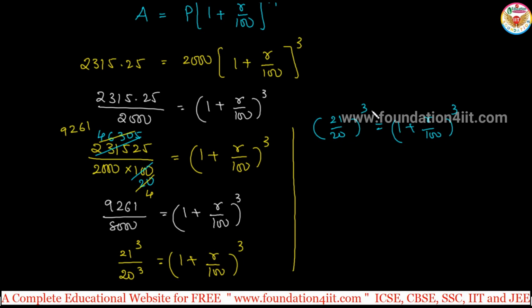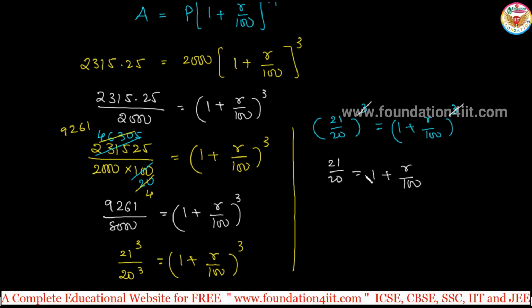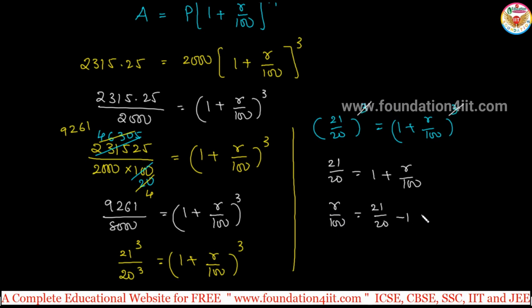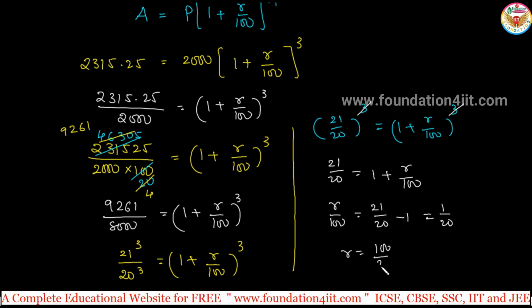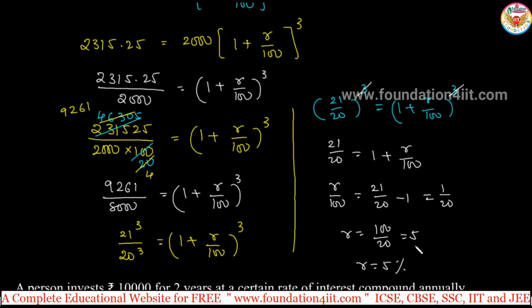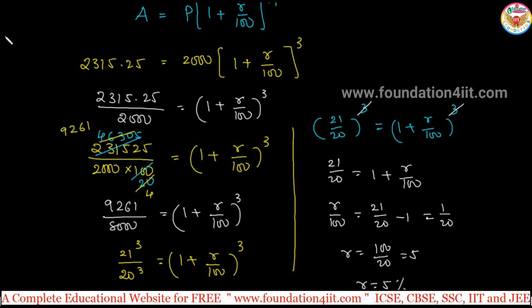Yes, the cubes can cancel. Then directly we can write 21 by 20 is equal to 1 plus r by 100. Plus 1, take this side, minus 1. Then from this, r by 100 is equal to 21 by 20 minus 1, so this is 1 by 20. Okay, so then r is equal to 100 by 20, that is equal to 5. So rate of interest is 5%. The calculation is simple, but mainly we need to observe here what exactly we get if we take it. So rate of interest is 5% now, right?